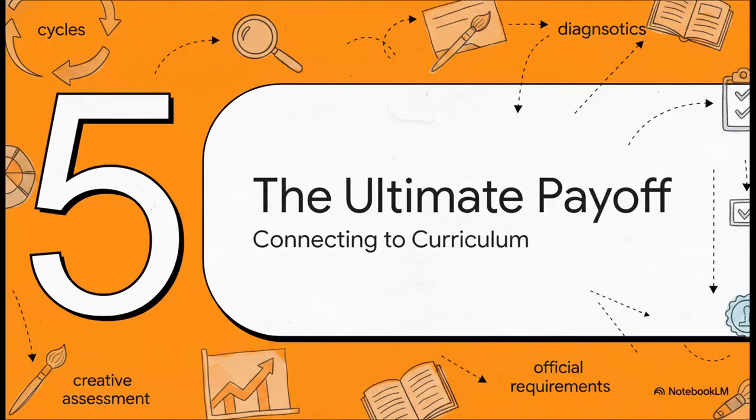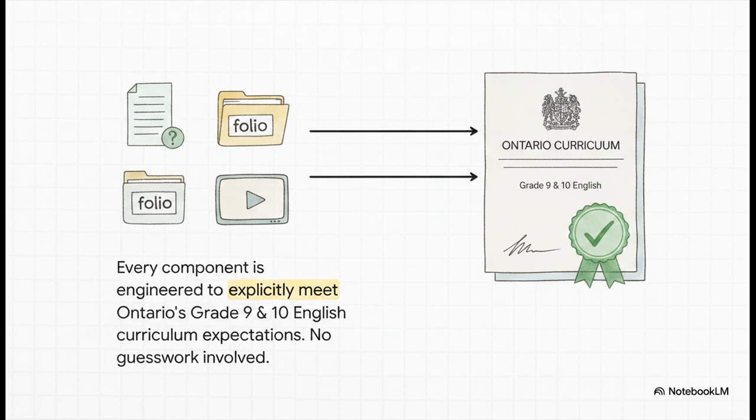Okay, so we've got this amazing system with learning cycles, smart diagnostics, creative projects. It all sounds great. But for any teacher watching, the big question is always there. Does all this fun stuff actually meet the official curricular requirements? Let's connect those dots right now. The answer is a huge, definite yes. Seriously, every single piece of this unit, from the quizzes to the portfolio choices, was designed from the ground up to line up directly with Ontario's grade 9 and 10 English curriculum. There is zero guesswork involved.